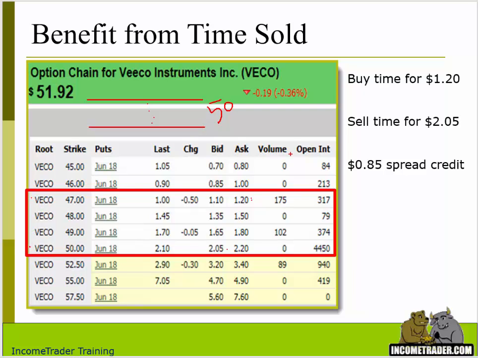So let's take a look at this. By us adding insurance on this, we're selling a premium for $2.05. Cash comes directly in your account. We're going to buy protection at the $47 put, and our net profit on this is 85 cents. This is a really nice looking trade because what do we have at risk? We have at risk the amount from 50 to 47. This is a $3 amount at risk, but we're already bringing in 85 cents. So the amount of money you have at risk is $3 minus 85 cents, which is really only $2.15.